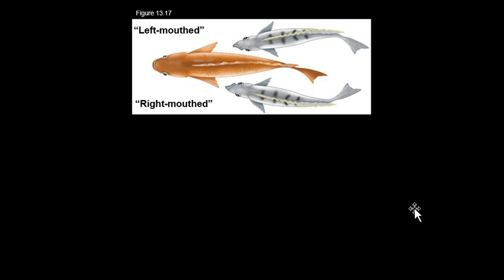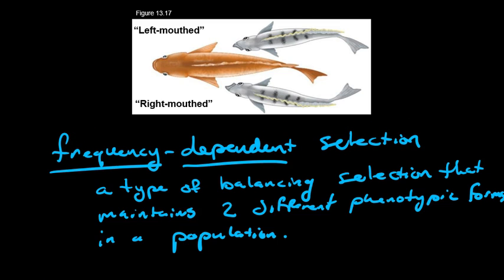The one that I was talking about before is called frequency-dependent selection, with the fish. Frequency-dependent selection is a type of balancing selection that maintains two different phenotypic forms in a population. There is a scale-eating fish in a lake in Africa, which attacks other fish from behind. It darts in, removes a few scales from the side of its prey, and then escapes. The prey doesn't like that, so it swats them away quickly, but not before they can grab a few. Some fish have a mouth that faces off to the left, and some have a mouth that faces off to the right.